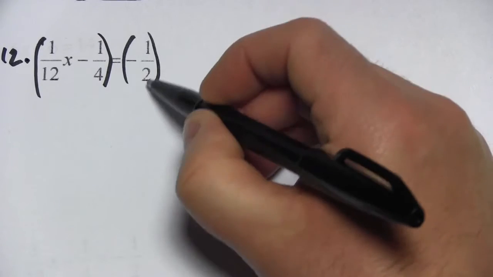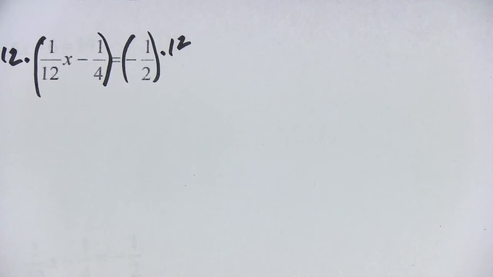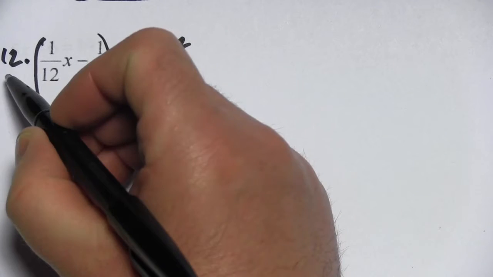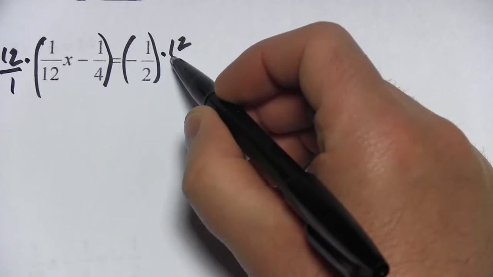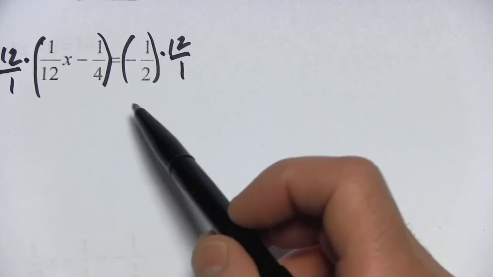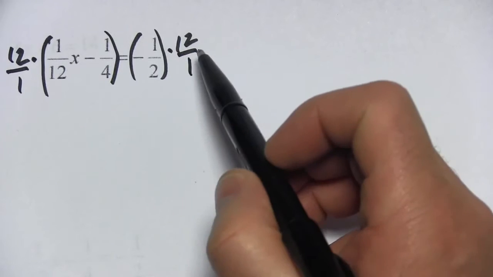As long as I do it to both sides, it fits with the rules of algebra and it shouldn't cause any problems. And because I've got fractions here, I'm going to write my 12 as 12 over 1. And we're going to do some multiplication of fractions. Let's do this side first. I think it's easier to grasp the multiplication.